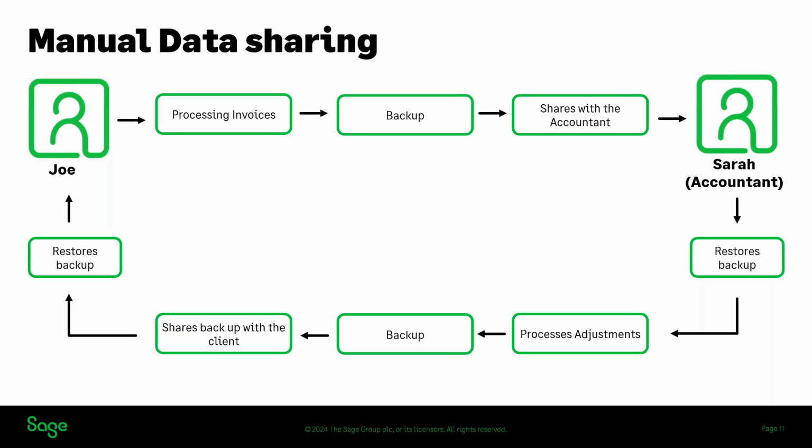Now, whilst all of this is going on, Joe would not be able to process, as when he gets the backup from Sarah, it will overwrite his current data. And you can see it just goes round as a cycle. Using remote data access allows you to work concurrently without that back and forth of one processing, then the other. So what we'll do now is take a look at some common scenarios.